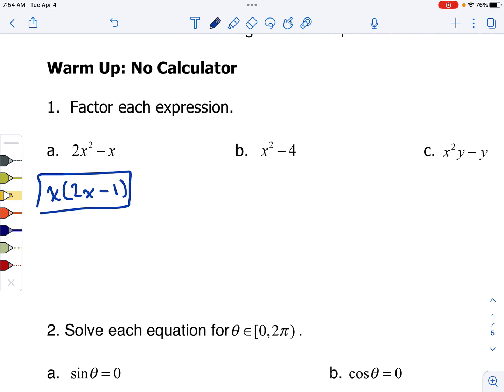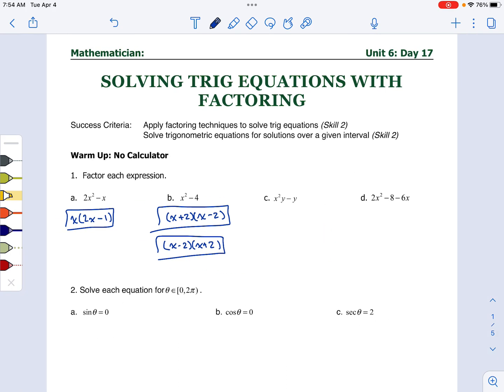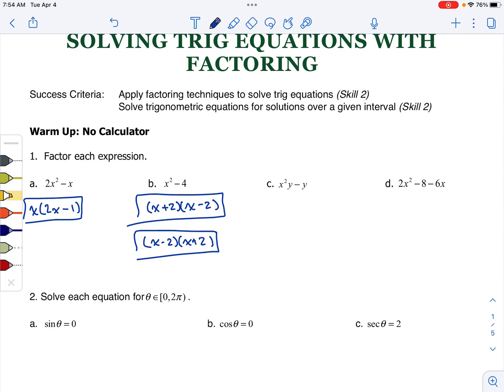For x squared minus 4, there's no GCF, but it is a difference of two squares. So that would be x plus 2 times x minus 2. I would also accept x minus 2 times x plus 2. So again, see if you can try C and D.